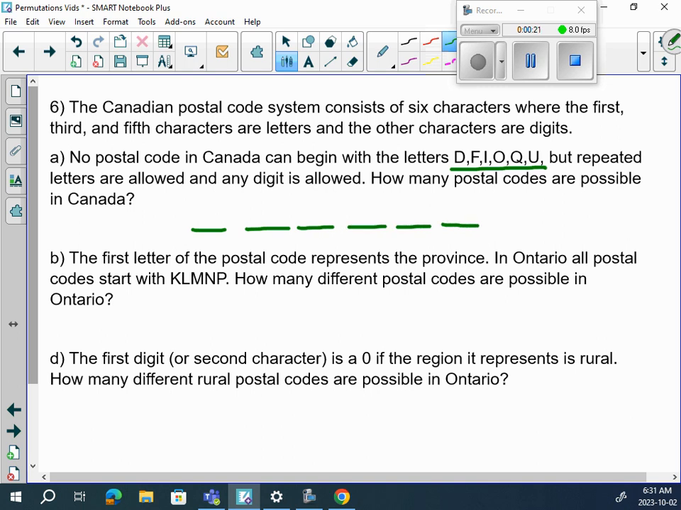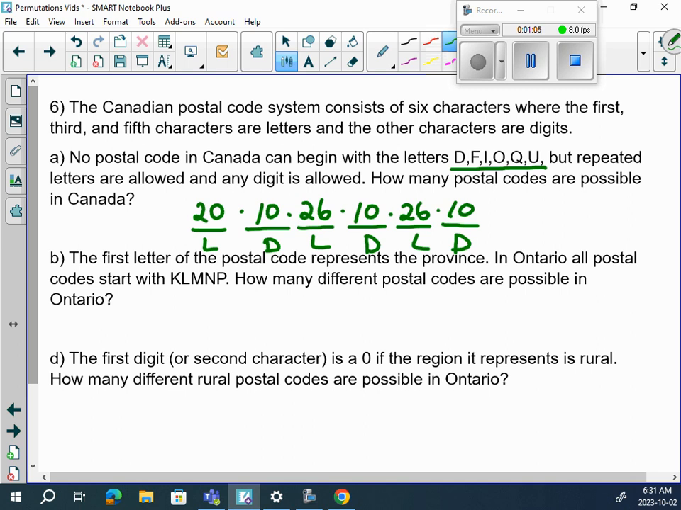So if I look at this quickly, I'm going to have a letter followed by a digit all the way across. There are 6 letters unavailable for that first position, meaning there are 20 that are fine. There are 10 digits available to me. The 0 is perfectly fine. When I get to this position, all 26 letters are available. Digits, again, there's no problem with repeats. It says that repeated letters are allowed and any digit is allowed. And so 26 and 10, multiply those out.